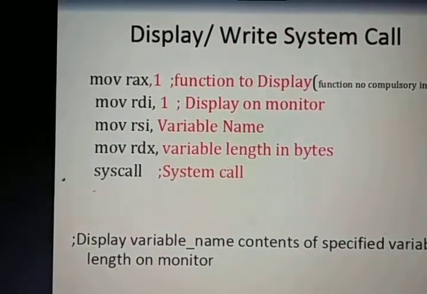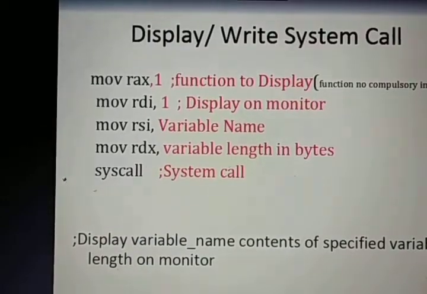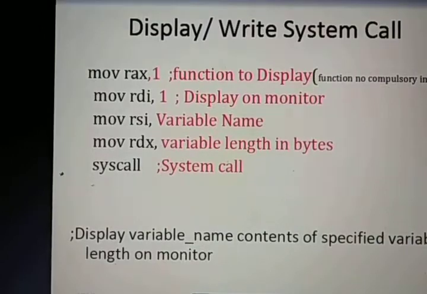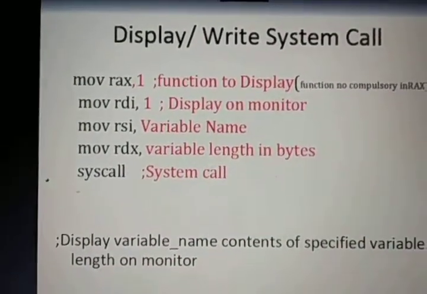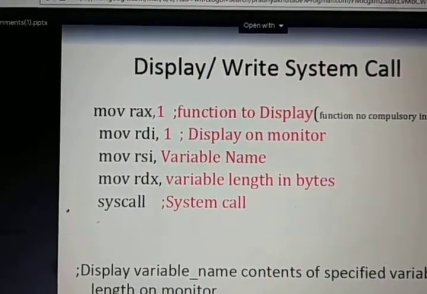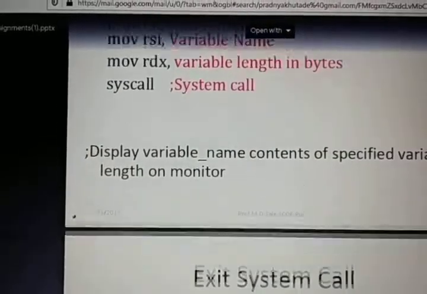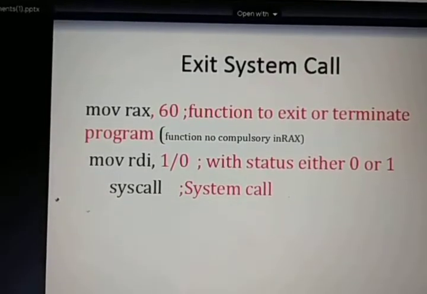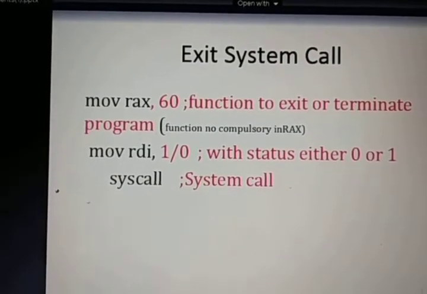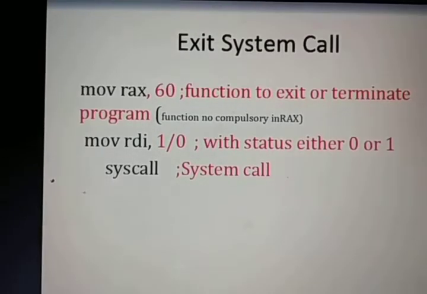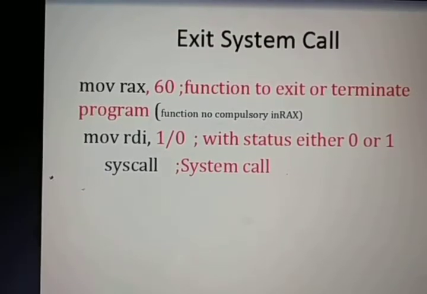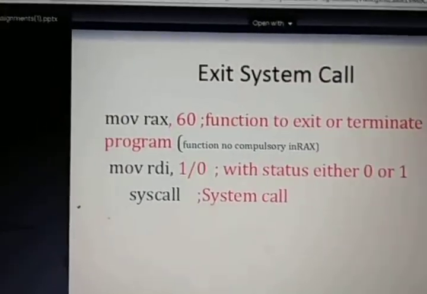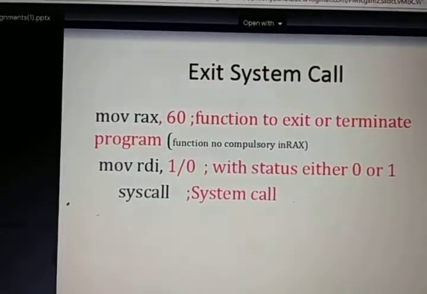So what is the syntax for macro? Move rax, 1, move RDI, 1, move RSI, variable name, and move RDX, variable length. Then system call. Then this system call basically we are using to exit the program. So move rax, 60 and move RDI, 0 with status either 0 or 1, where for a successful return we will use 0. Then system call, again it is a system call that invokes the processor to execute these instructions.